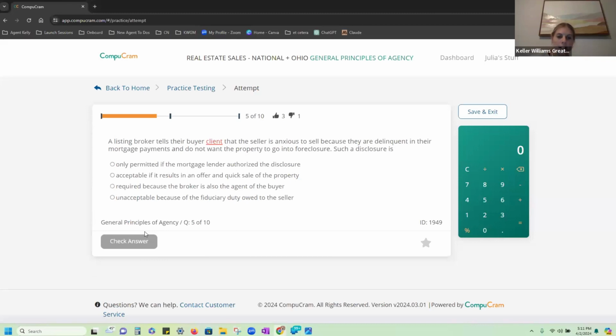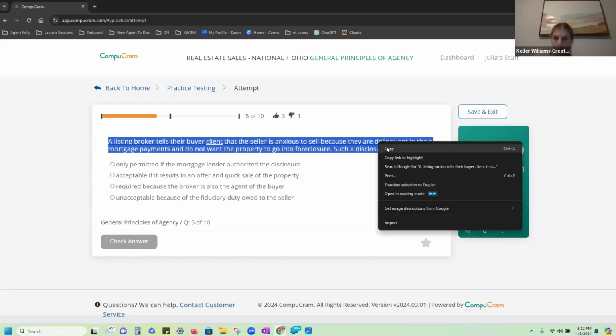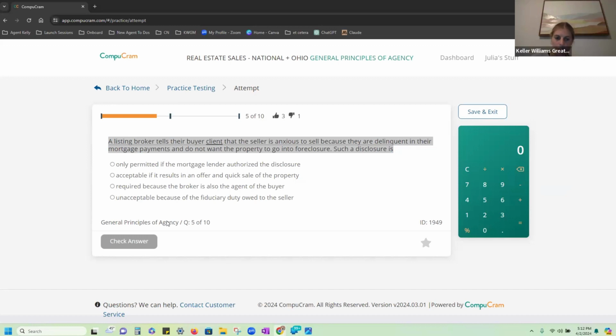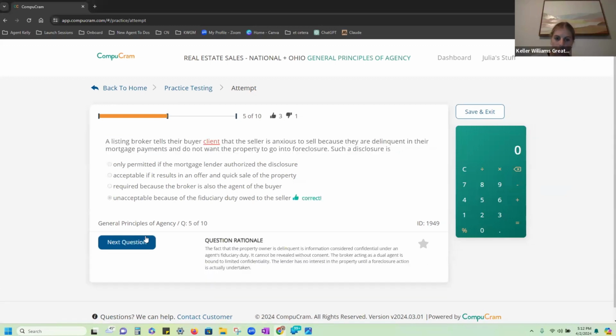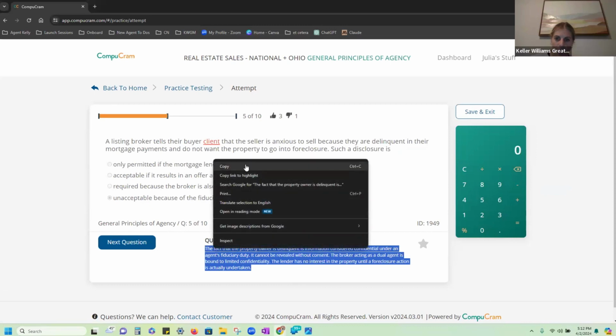All right, next question. A listing broker tells their buyer client that the seller is anxious to sell because they are delinquent in their mortgage payments and do not want the property to go into foreclosure. Such a disclosure is A, only permitted if the mortgage lender authorized the disclosure, B, acceptable if it results in an offer and quick sale of the property, C, required because of the buyer, or D, unacceptable because of the fiduciary duty owed to the seller. All right, we have B. Very cool. D's throughout the chat. So D, unacceptable because of the fiduciary duty owed to the seller, is correct. Good job.